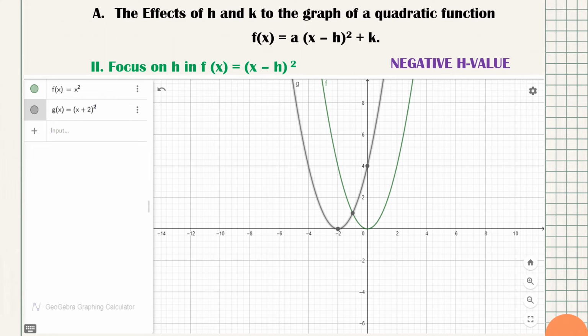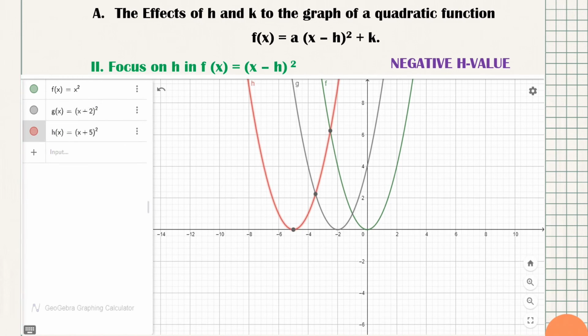Now, how about if our h value is equal to negative 5? The equation will be (x + 5)². And the graph of (x + 5)² is this. Its vertex is (-5, 0).